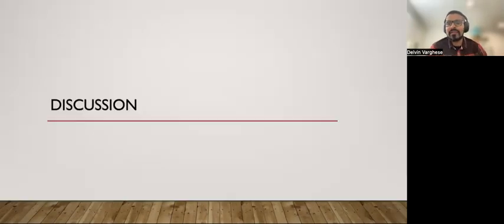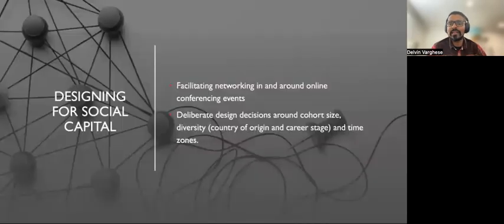In the paper, we have quite a few different discussion points about what this means for developing spaces for professional development for early career researchers. But here, I just want to summarize a handful of them. One of them we talked about is how we can proactively design for social capital. There are many opportunities for networking in and around online conferencing events if we are very deliberate about it.